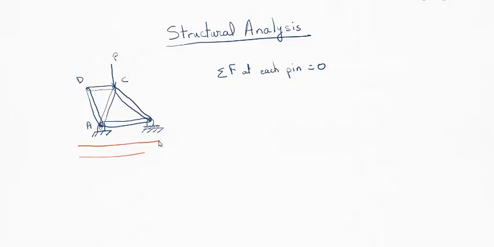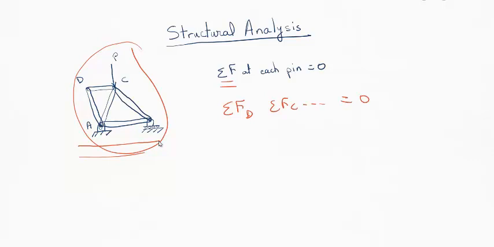So for this whole thing to be in equilibrium, the sum of the forces at each pin, that is, the sum of the forces at D, the sum of the forces at C, and so on, has to equal 0. Otherwise, it will break and it's not in equilibrium then. So if we take, for example, D, we have two forces on it. The sum of these forces has to equal 0.